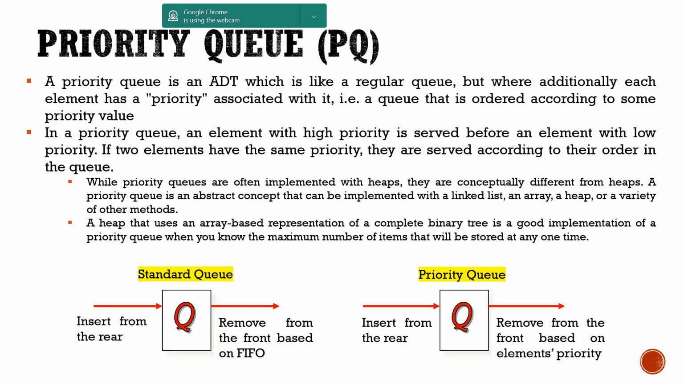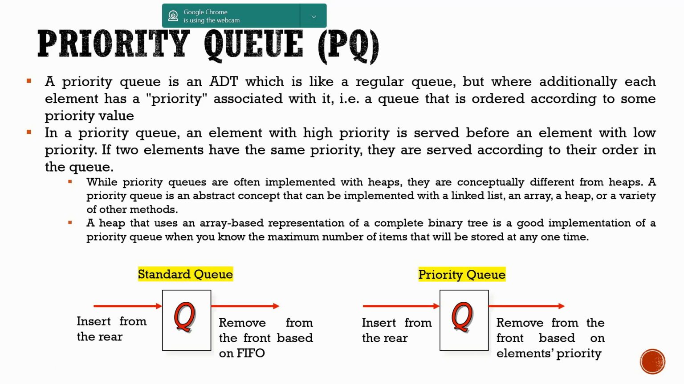So a priority queue is an abstract data type which is very similar to a regular queue. But in a regular queue, we had first in, first out. It means that whatever element was inserted first, pushed first, was popped first as well. But in priority queues, every element has a priority, or what we call a key value, associated with it.